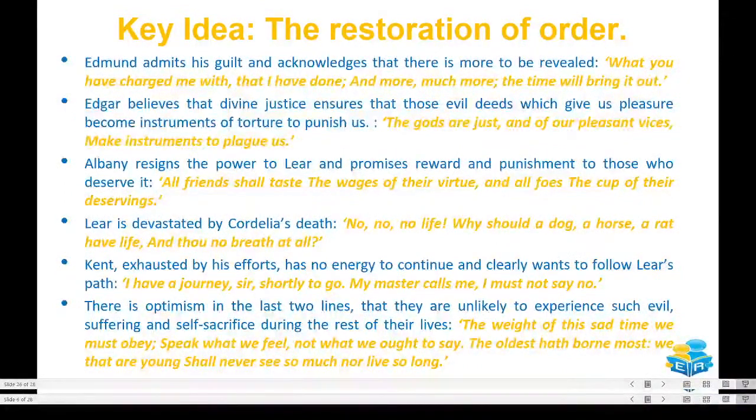First of all, Edgar believes that divine justice ensures that evil deeds which give us pleasure become instruments of torture to punish us. The gods are just, and our pleasant vices make instruments to plague us. So in the end, good will win out over evil, but not for free. There is a terrible cost to that, and the terrible cost is the human loss of life.